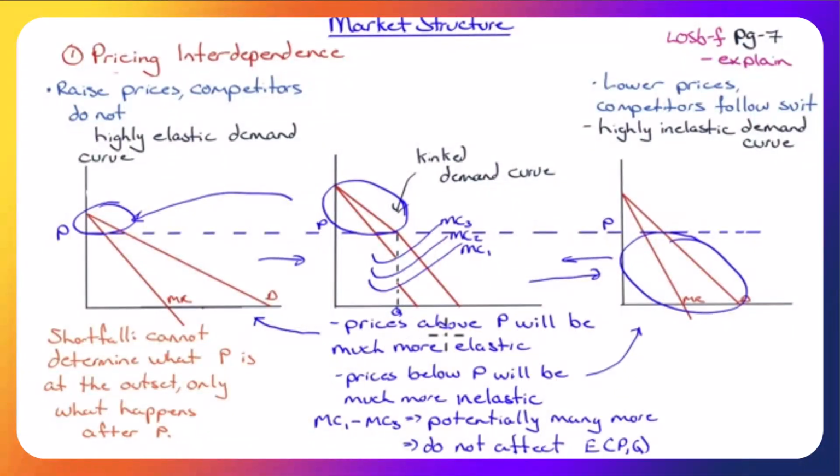So here we are. Prices above P will be much more elastic. Prices below P will be much more inelastic. And marginal cost curve 1 to marginal cost curve 3 and any other one that you want to draw in between, potentially many more, do not affect the equilibrium price and quantity output.